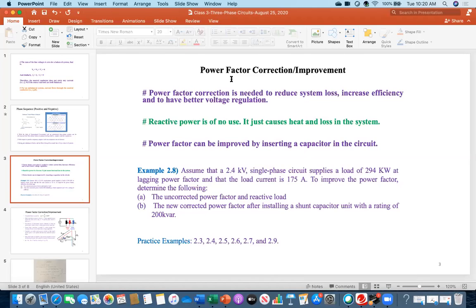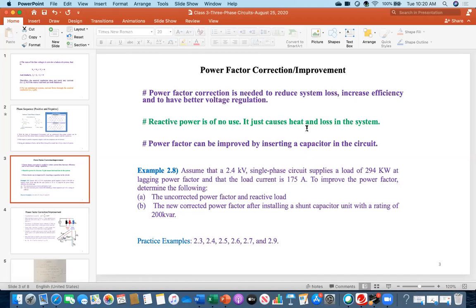What I have written here, you see, what is the topic? The topic is power factor correction or power factor improvement. So you all know the power factor, and what I have written, power factor correction is needed to reduce system loss, increase efficiency, and to have better voltage regulation. And I said reactive power is of no use. It just causes heat and loss in the system.